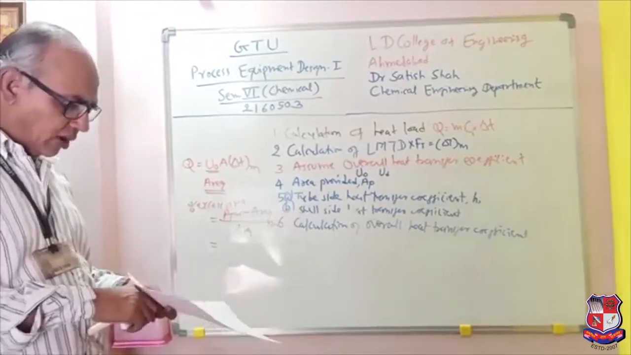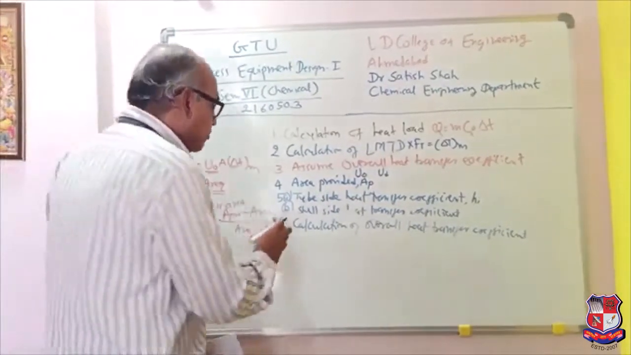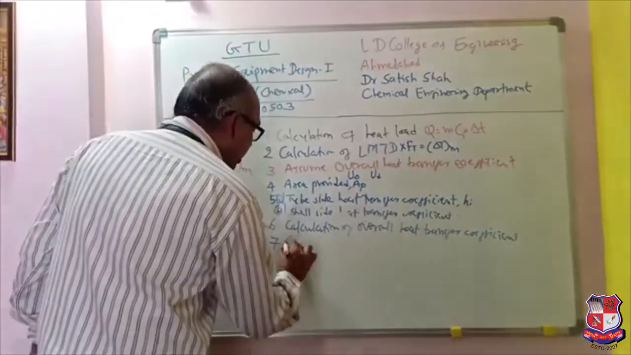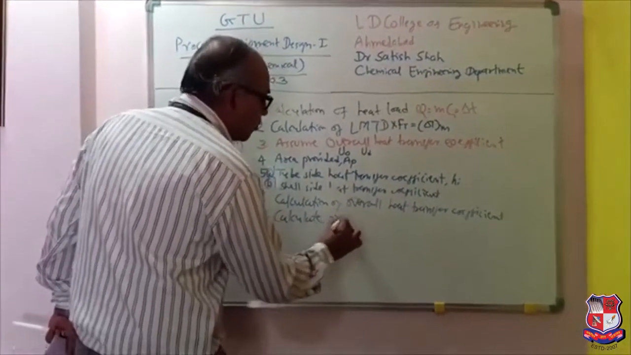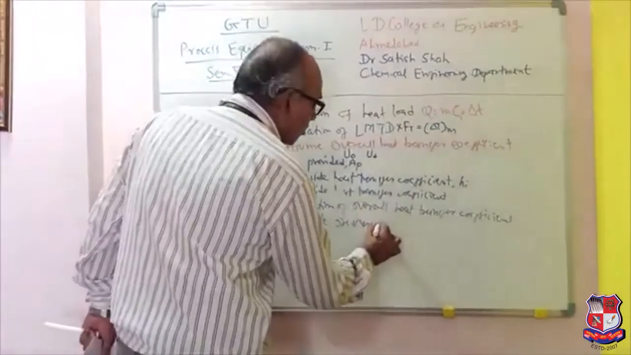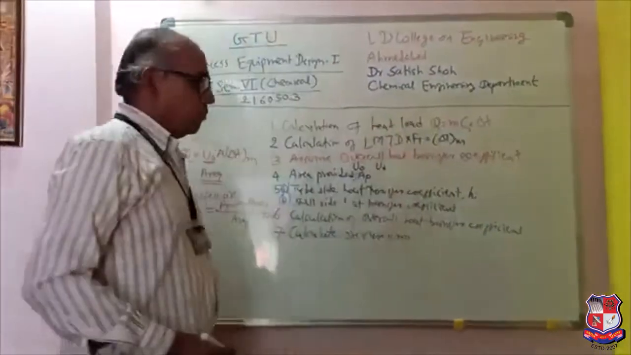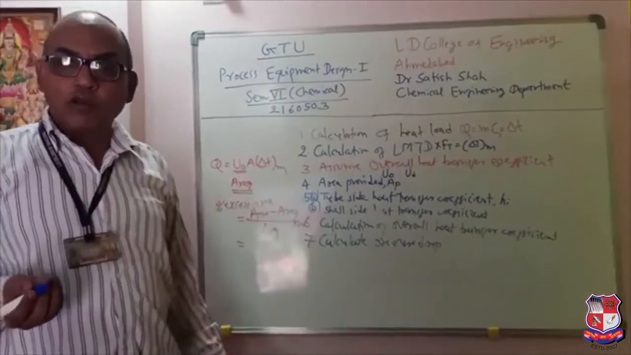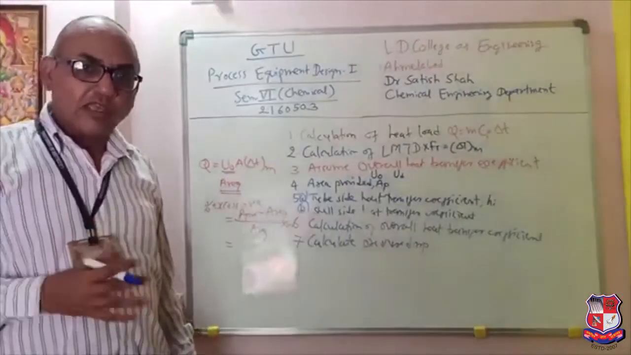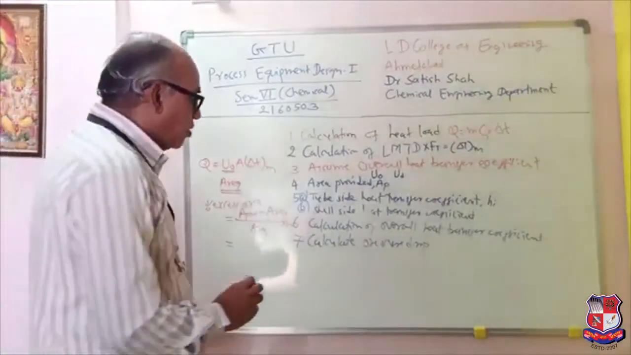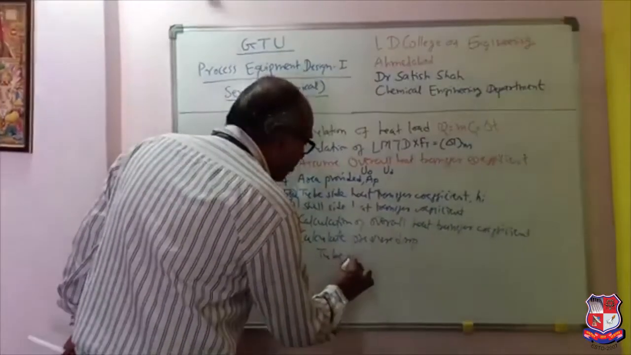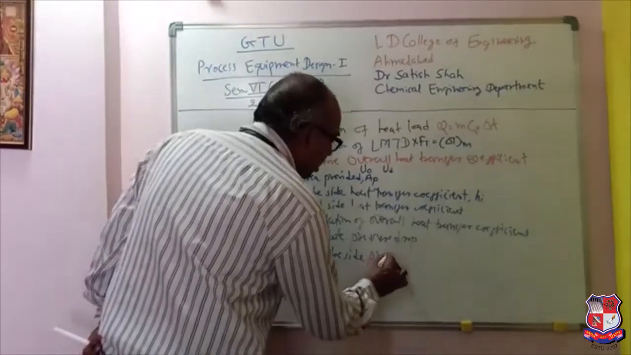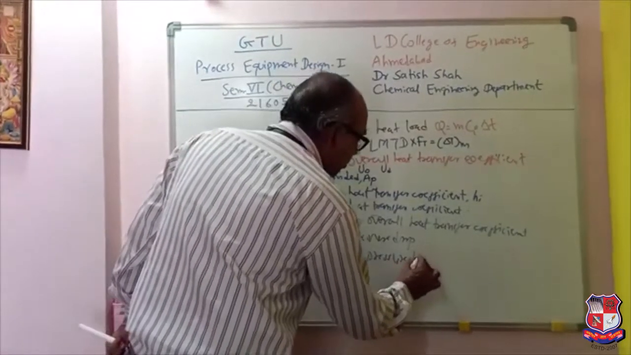So what is our next step? It is to calculate the pressure drop. Again, the pressure drop also has to be calculated on both sides, shell side as well as tube side. So let us write down the formula for the tube side pressure drop.